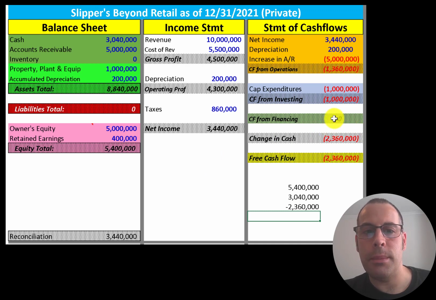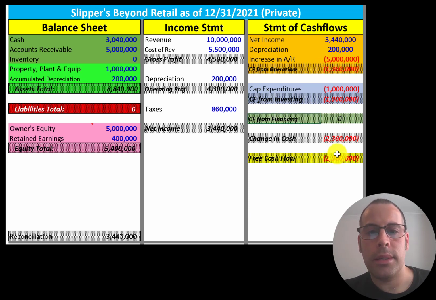Change in cash is the sum of cash flow from financing, cash flow from investing, and cash flow from operations. This is a good check so you can reconcile the numbers and understand it better. So our free cash flow is cash flow from operations minus capital expenditures. So we actually had negative $2.4 million of cash flow in 2021, even though we reported a $3.4 million profit.